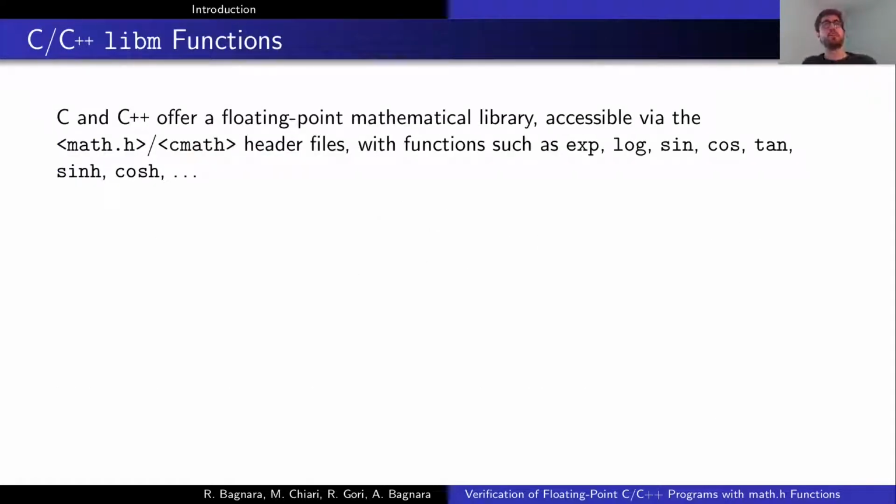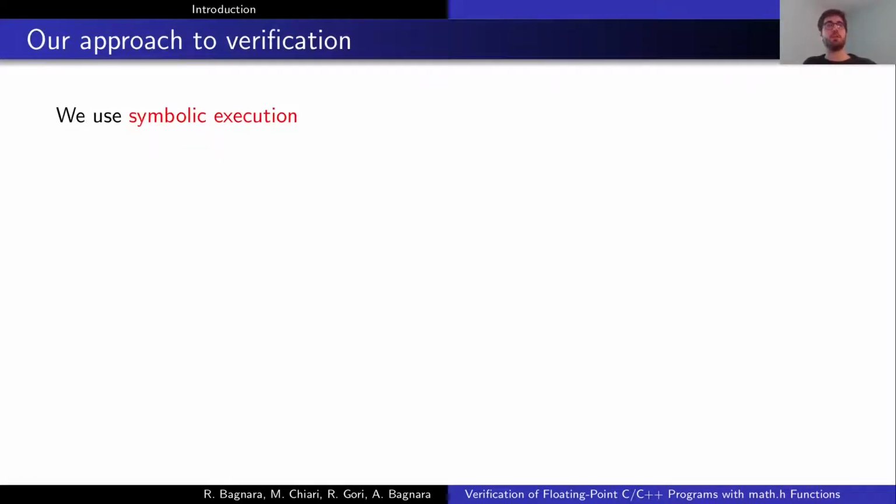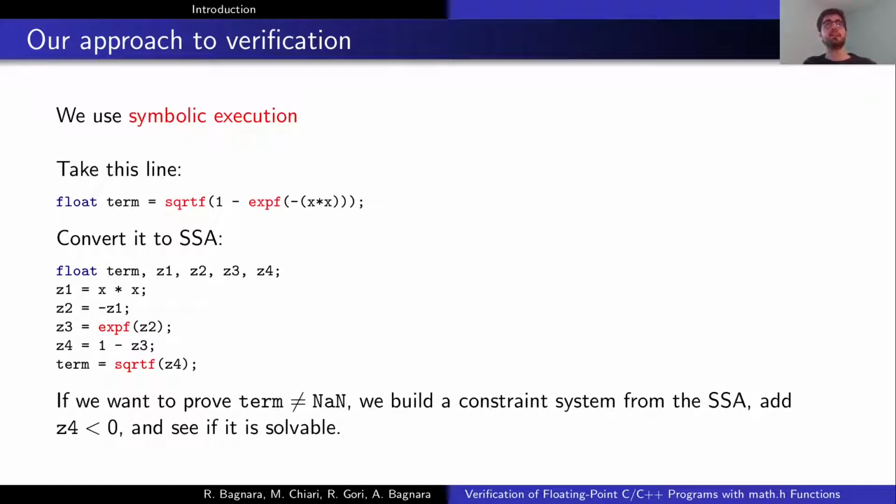The problem is that this mathematical library function comes with very little guarantees on the errors of the computed results. So we don't really know very much about this error. So the approach we present here allows us to use these functions just as black boxes and do verifications anyway. So we just need to have access to the implementation. We use the framework of symbolic execution. So for example, if we take that line, we first convert it to static single assignment form. So we add a new variable for each operation and we assign only once to this variable the result of a single operation. So we end up with basically assignments that can be used as a constraint system. So we build a constraint system which is a verification condition for each possible execution path.